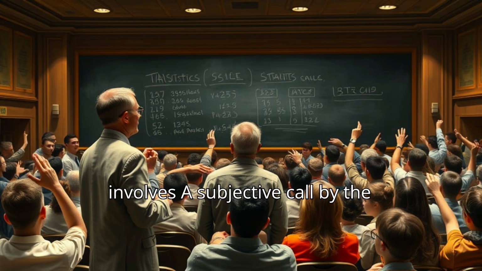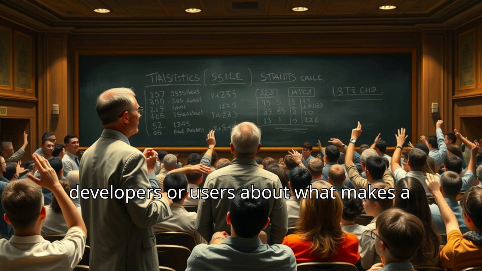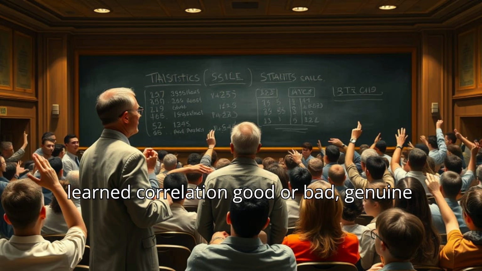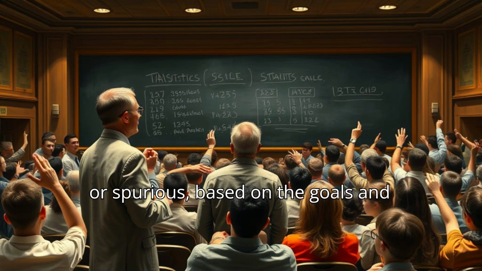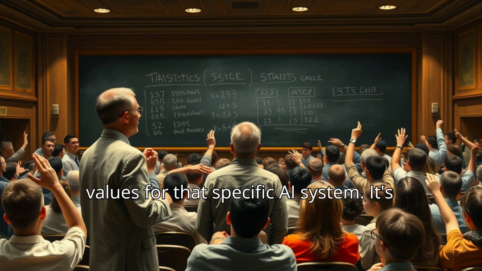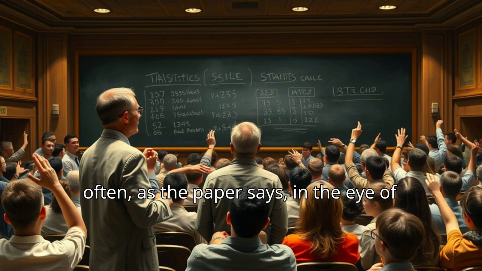It often involves a subjective call by the developers or users about what makes a learned correlation good or bad, genuine or spurious, based on the goals and values for that specific AI system. It's often, as the paper says, in the eye of the beholder.